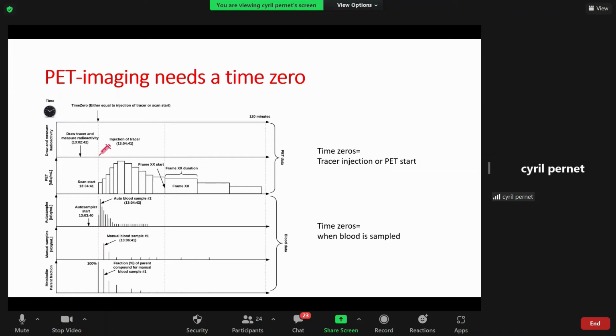With FDG, you do not sample blood, but for many tracers, you have an auto-sampler. So regularly you draw a little bit of blood, which allows you to quantify the amount of radioactivity. And that's very useful for kinetic modeling.